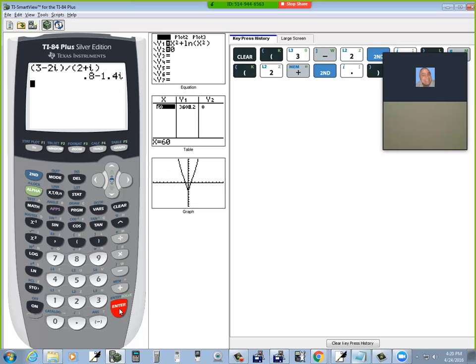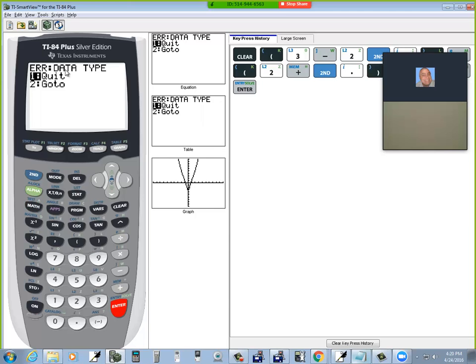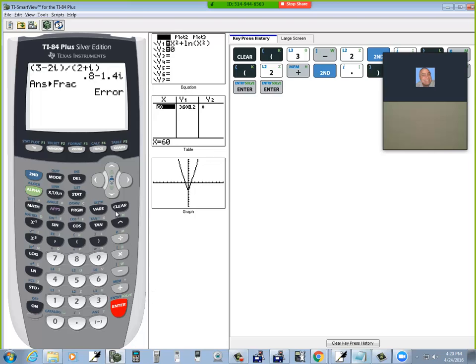Now if I press enter, it'll give me this, which is decimal, and we never want decimal on these, so I'll do math, enter, enter. And you see how I get error data type? This is what I was talking about. Sometimes it works, sometimes it doesn't. I think it might be related to mode.